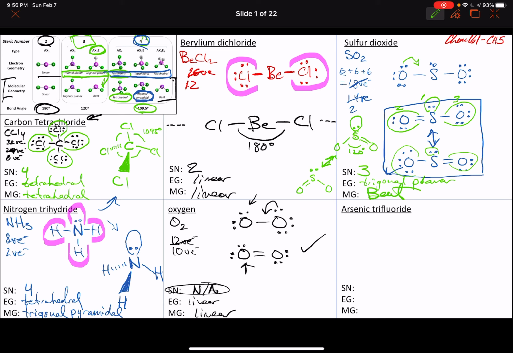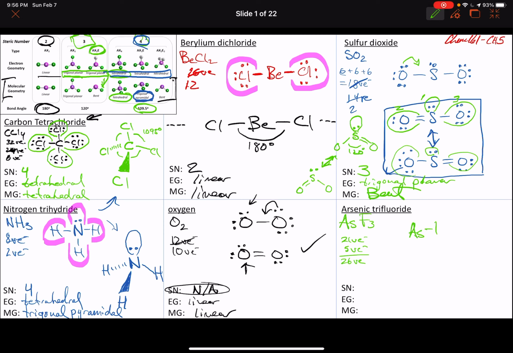Okay, and our last example here is arsenic trifluoride. So again, resume the video when you've had a chance to try this one. Okay, so arsenic trifluoride, AsF3, 21 valence electrons from the fluorine. Arsenic is in the 5th column of the periodic table, so that's 5 valence electrons there. So we've got 26 valence electrons to work with.